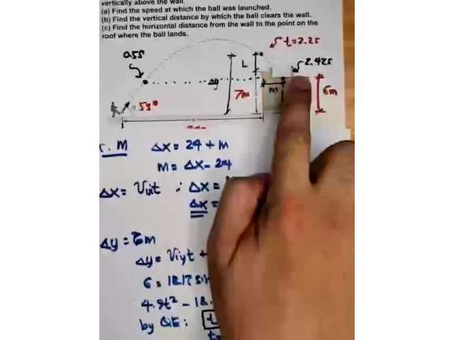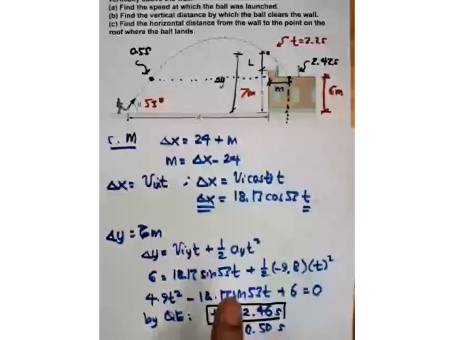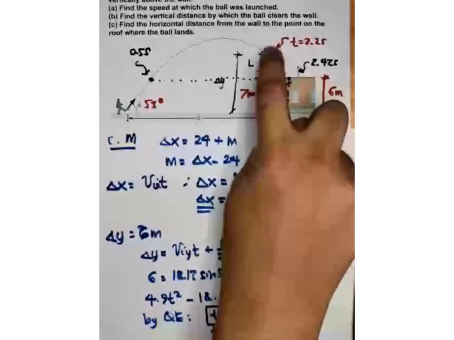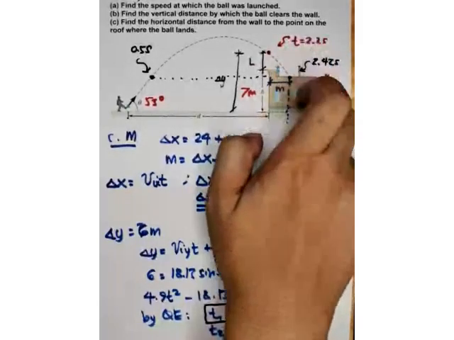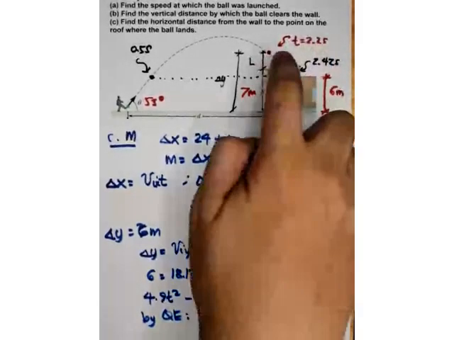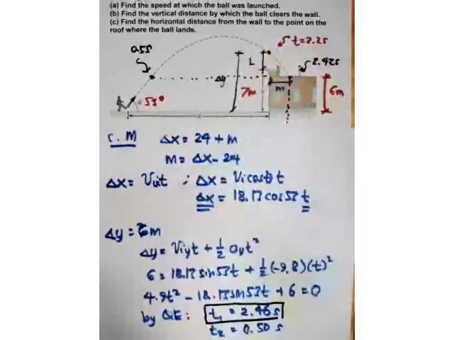Meron tayong given na time, di ba? Nung i-clear nung bola yung wall, it took 2.2 seconds. Yung time dito sa point na to is 2.2 seconds. So we're expecting that it should be higher than 2.2 seconds, kasi mula dito 2.2, magta-travel pa siya hanggang dito sa point na to.